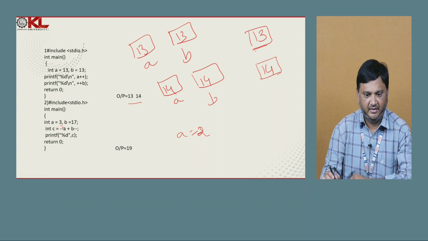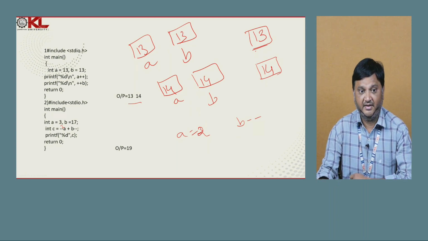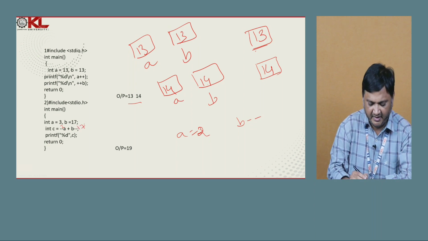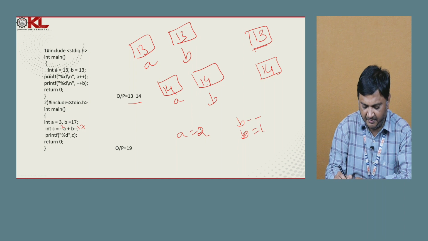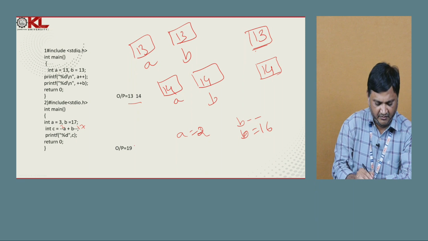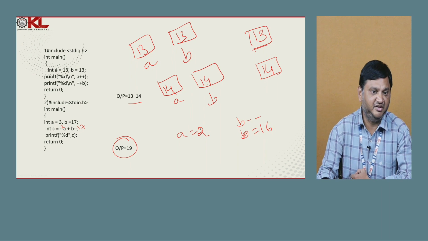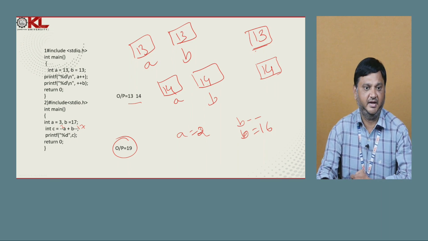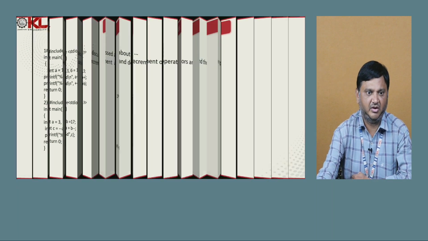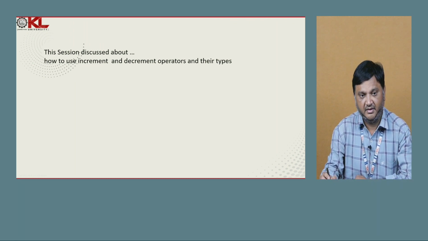You can write 2 there. B minus. What are you using? Post decrement, right? B value is 17. So, first 17 will be used, then B value will be updated, B value is 16. That is the difference. So, if you add both, 2 plus 17, which is equals to 19, right? This is the way you can show the difference between a pre-increment and a post-increment, pre-decrement and a post-decrement.